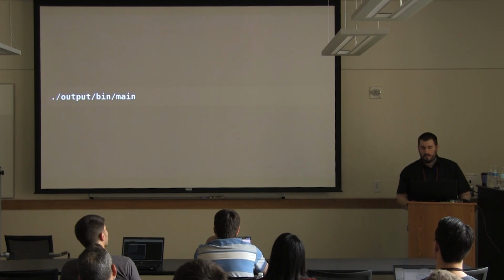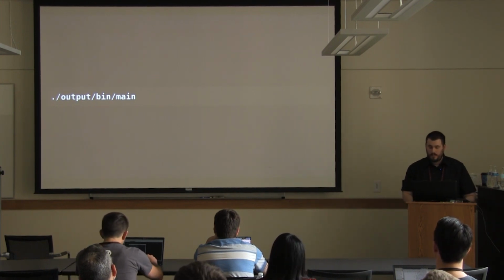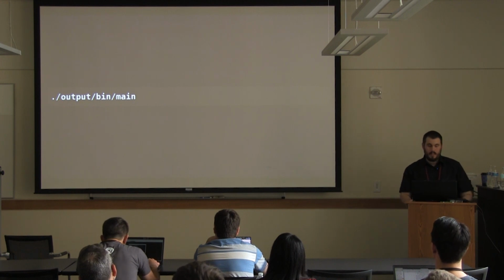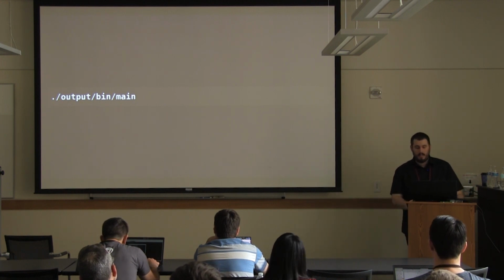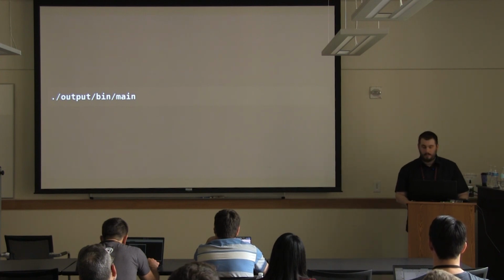So after the build process is finished, your project's executable will be in the output/bin directory. The output and bin directory can be configured in the generated makefile. And the executable is called main, but you can also change the name of the executable in the makefile.